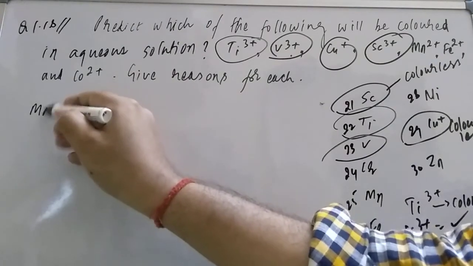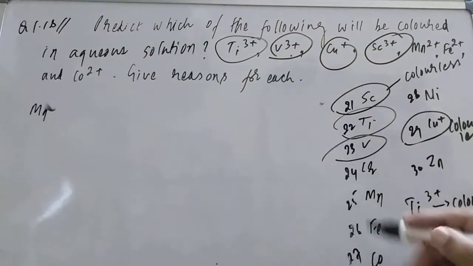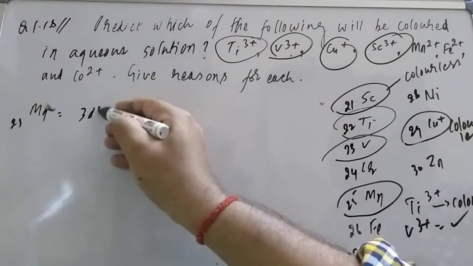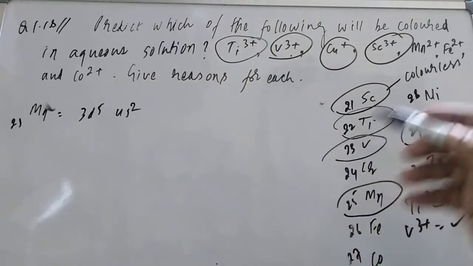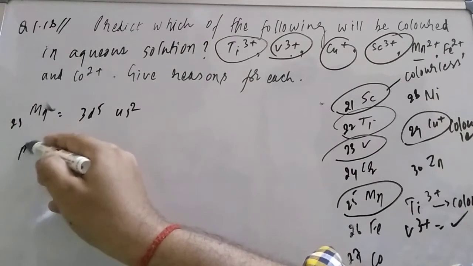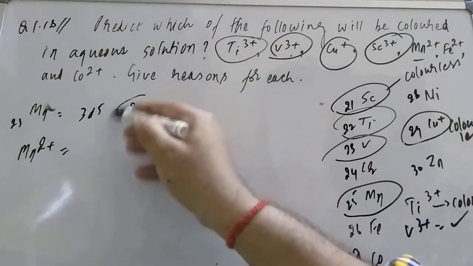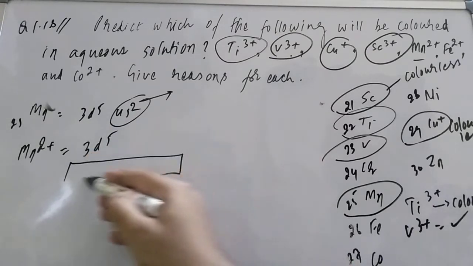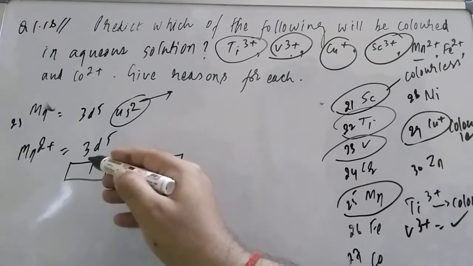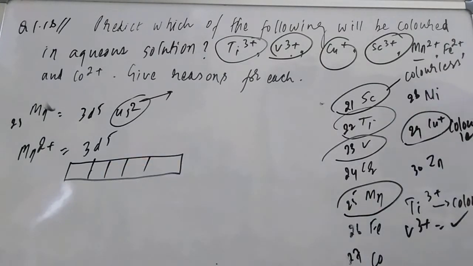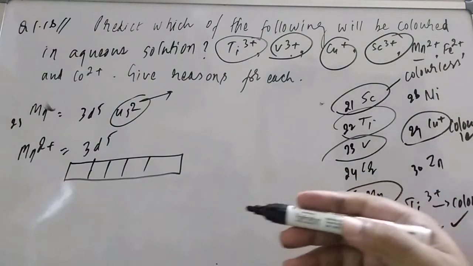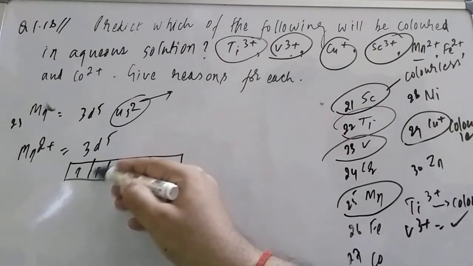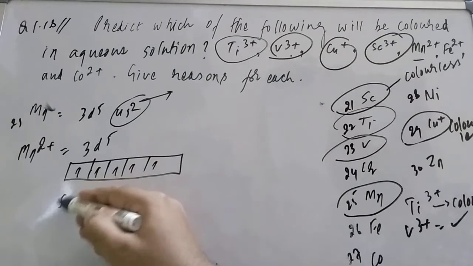Mn2 plus. Firstly, see the atomic number of Mn, student. Mn is 25. The configuration is 3d5 4s2. When you are talking about Mn2 plus, 2 electrons will go. So what will come, student? 3d5. In case of 3d5, how many unpaired electrons? 1 2 3 4 5. So this is 5 unpaired electrons.